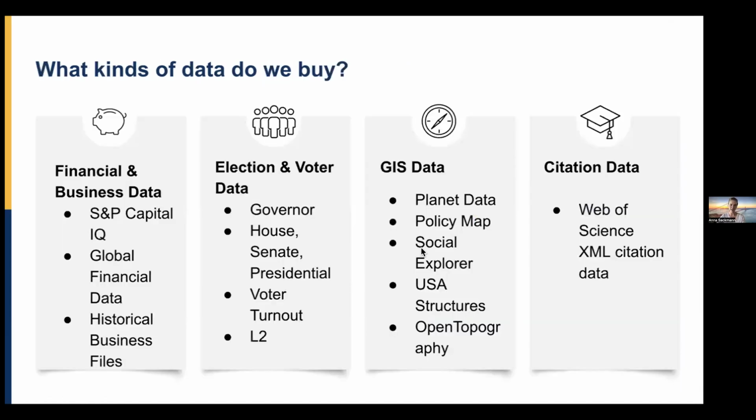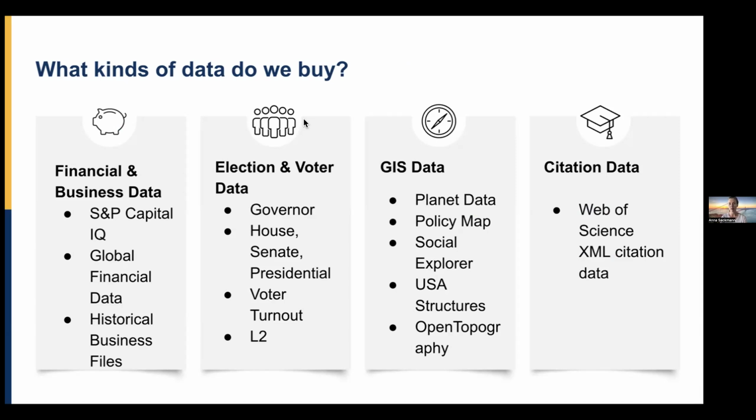So what kinds of data do we buy? I wanted to break it out into 4 different chunks here, and these are just a handful of examples that I grabbed. This is certainly not everything. We buy a lot of financial and business data. So a couple of titles here that you might recognize are S&P Capital IQ, global financial data, and we have historical business data. We have recently been focusing a lot on election and voter data. So we have pretty extensive data sets on gubernatorial elections, House, Senate, and presidential races for the last several decades, voter turnout data, and then we also have the L2 data set, which is individual voter records.